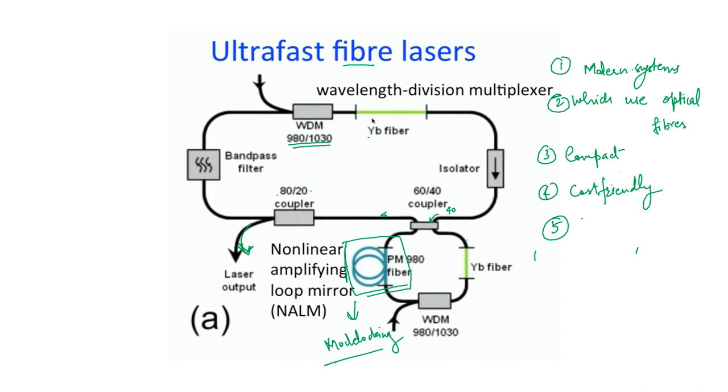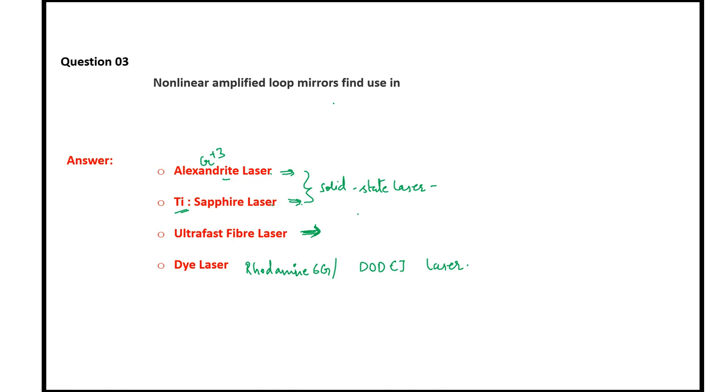And the non-linear amplifying loop mirror is something which is used in these ultrafast fiber lasers. There are some other things like the isolator, YB fibers, and these couplers which are also used. But what we want to learn is that the non-linear loop amplifier NALM is something which is used in these ultrafast fiber lasers.